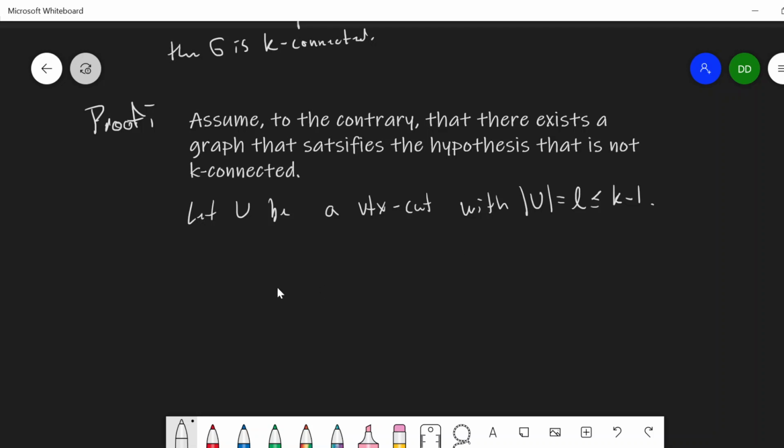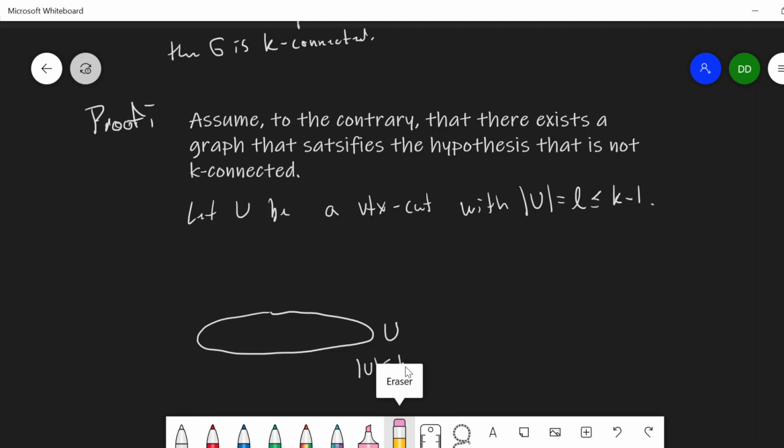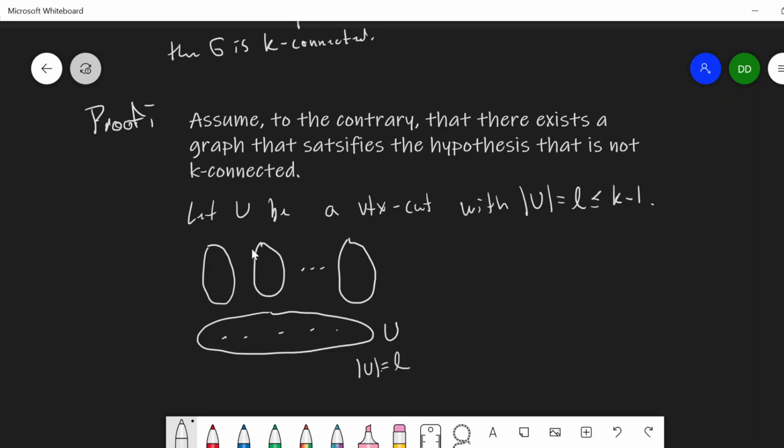What the situation looks like is we have this set U with order of U less than or equal to k minus 1, and specifically, let's say the order of U is equal to L. So we have these L vertices in here, and it's a vertex cut, so it leaves a disconnected graph. That means I have some number of components, at least 2 components.